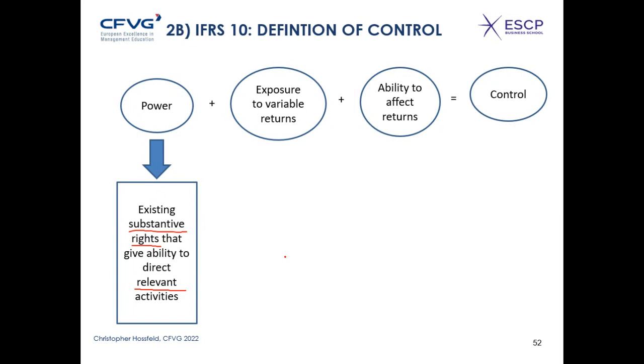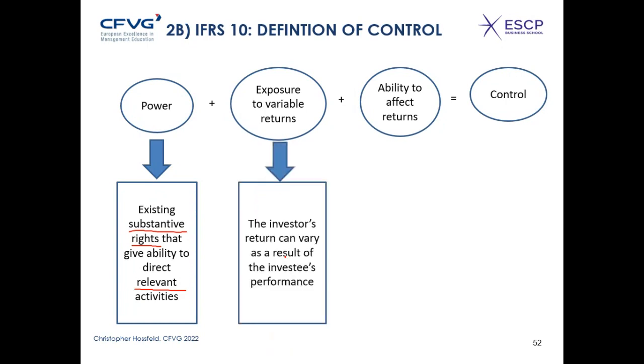Second element, exposure to variable returns. All right, well, that means the investor's return can vary as a result of the investee's performance. Here typically we think about a share investment. Obviously, my return, that means the stock price increase or dividends, will depend on the performance of the company of which I'm holding shares. So here, dividend payments typically would be a variable return.